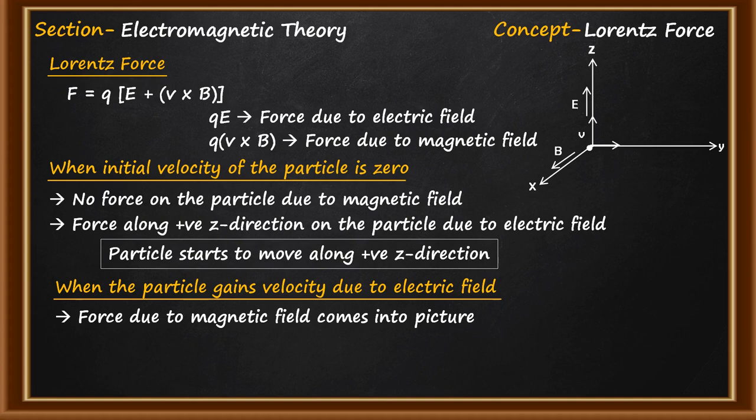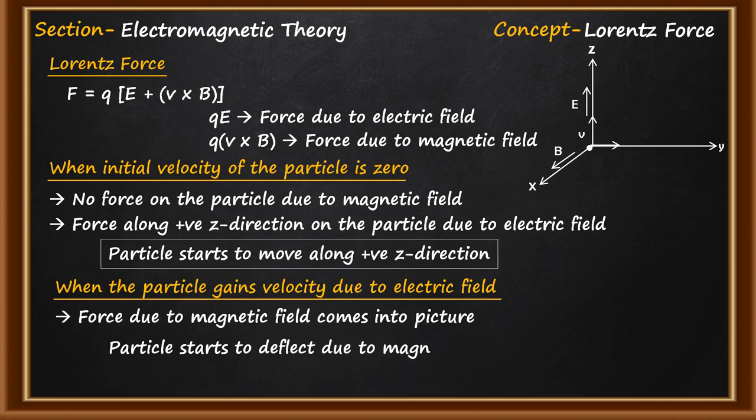This magnetic force comes into picture now because till the time the particle does not have any velocity, because of the expression V cross B, the magnetic force will be 0 when the particle is at rest. Once it gains the velocity due to the electric field, then the magnetic force comes into picture. So the particle which just started to move in the upward direction, that is along the electric field direction, now because of this magnetic force along y direction gets deflected.